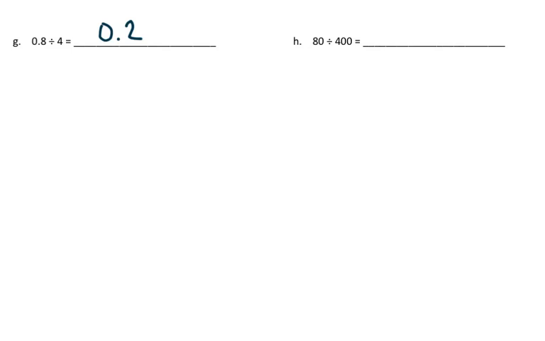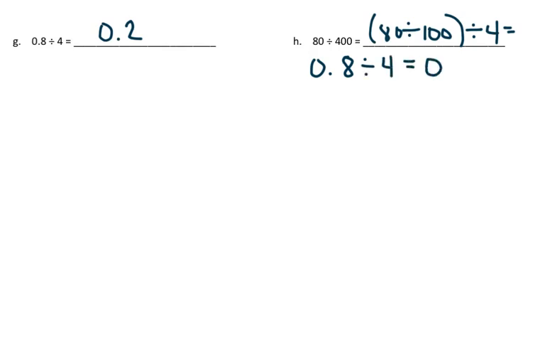So in H, we're going to set this one up a little differently. I have 80 divided by 400. So I'm going to do this one in 2 steps. So 80 divided by 400 is equal to 80 divided by 100 divided by 4. Okay? And if I do what's in parentheses first, 80 divided by 100, we're pretty used to that, especially when we were working with decimals. And I know that's going to be 8/10. And if I divide 8/10 by 4, we already did in the previous problem. The answer is 0.2 or 2/10.